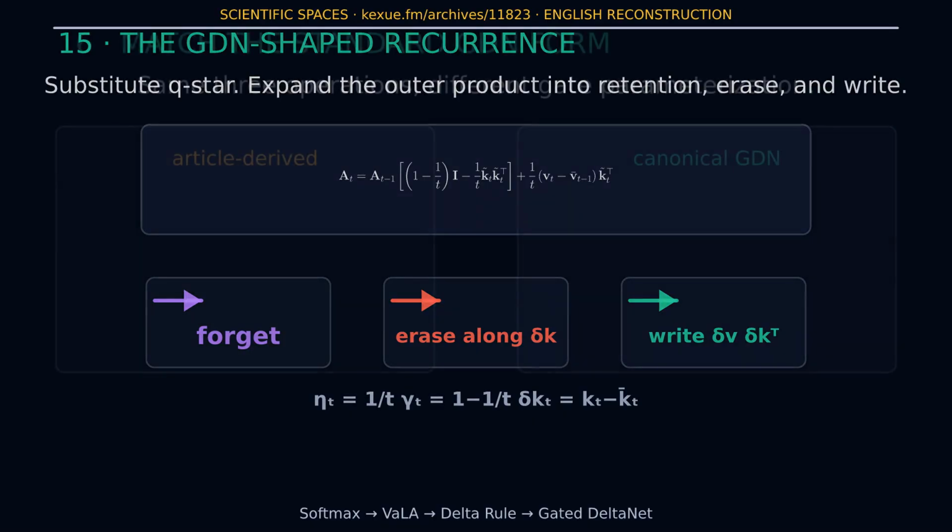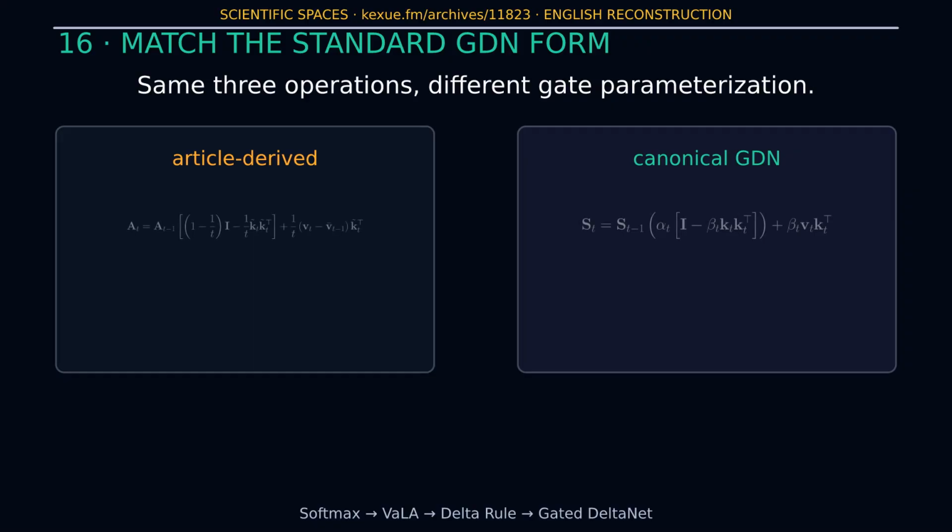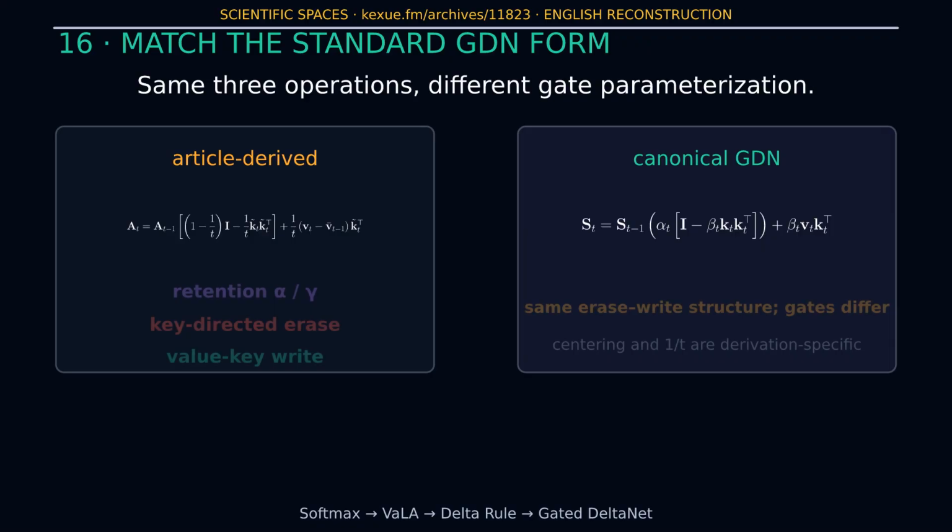The standard gated DeltaNet recurrence writes a state, S_t, as the previous state times alpha_t times (identity minus beta_t k_t k_t transpose) plus beta_t v_t k_t transpose. Compare it with the derived rule. The article's gates are tied to 1 over t, and its keys and values are centered. Standard gated DeltaNet learns or predicts its gates and usually absorbs scaling into normalized keys. One expression multiplies the forget scalar across the whole bracket, while the other puts it only on the identity term. That placement can be reparameterized. The architecture is the same family: gated retention, key-directed erase, and value key write.